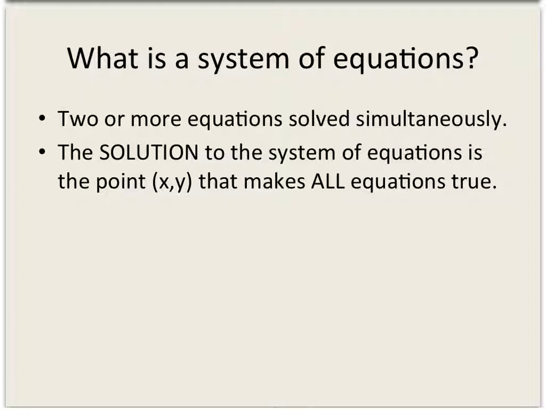The first thing we need to talk about is what exactly is a system of equations. A system of equations is two or more equations solved at the same time. What we're going to do is mostly stick to two equations for right now, but it can be any number of equations. And you want to find the point that makes both or all of your equations true at the same time. So what value of x and y can I plug into my equations and pop out a correct equation? Here's some examples.